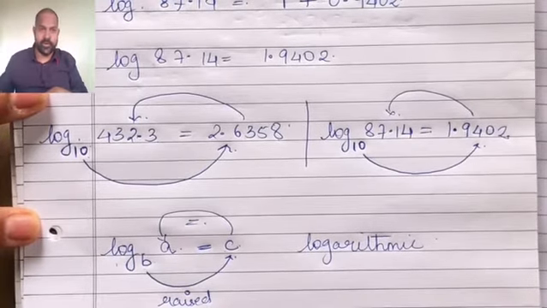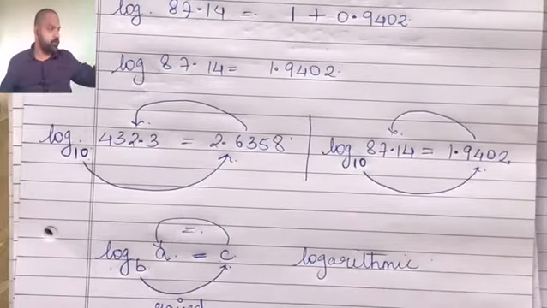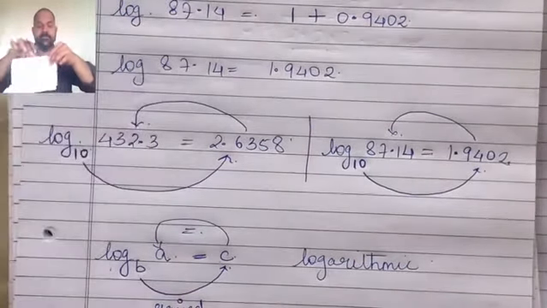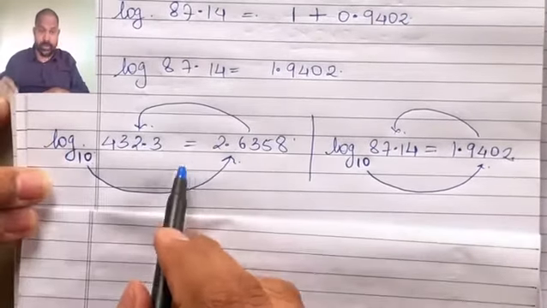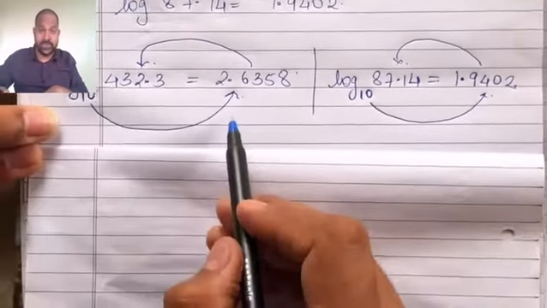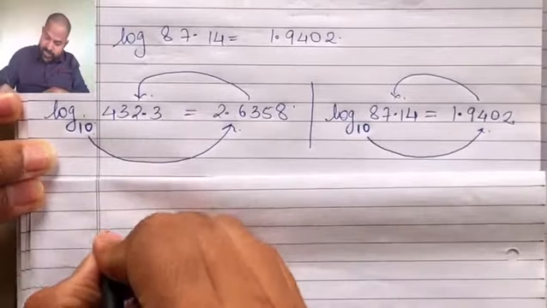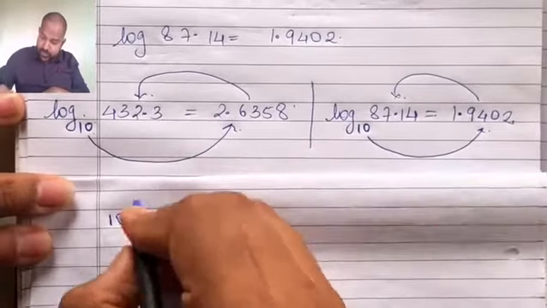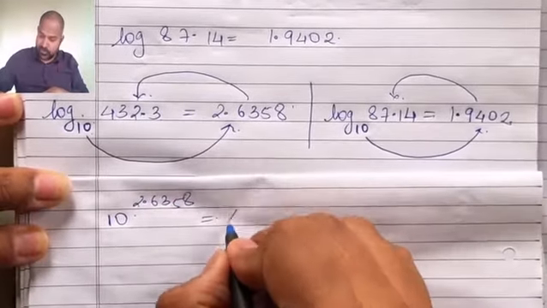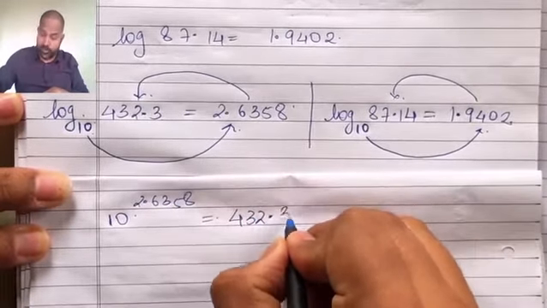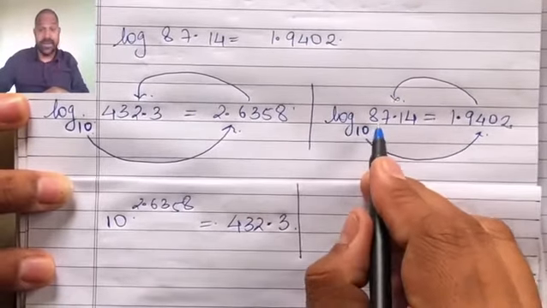But sir, I want you to verify it. How do I assume that this is correct? I will prove it to you that this is correct. So, if log of 432.3 to the base 10 is 2.6358, then what it means is when 10 is raised to 2.6358, what should I get? I should get 432.3.